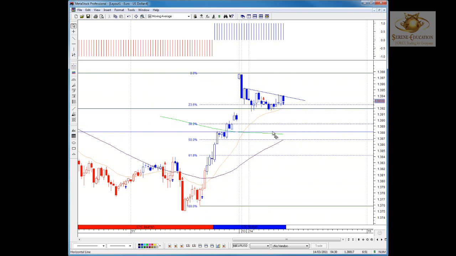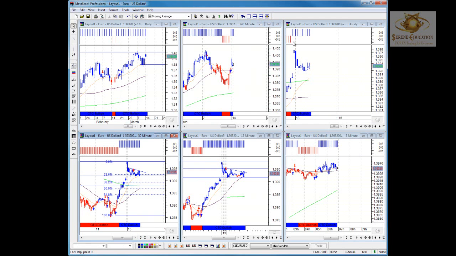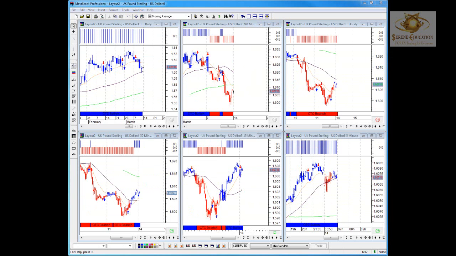In terms of pullback wise, you're looking roughly around the 50 period moving average, in between the 50 and the 38.2. So it would be a 50% retracement of that figure. Okay, so that's the Euro against US dollar. I'll be back next with the sterling against US dollar.